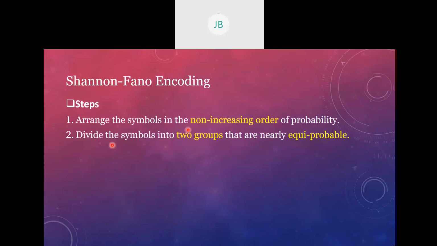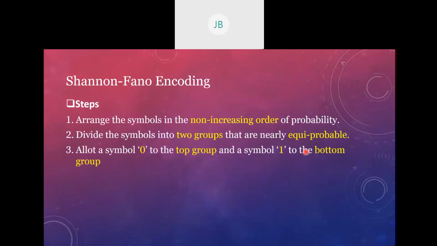Then in the second step, we divide the symbols into two groups that are nearly equiprobable. That means since we have a list of symbols and their probabilities, we divide all the symbols into two groups so that one group will have some symbols and the other group will have the remaining symbols. The division should be done in such a way that the sum of the probabilities in the first group and the sum of probabilities in the second group should be nearly equal.